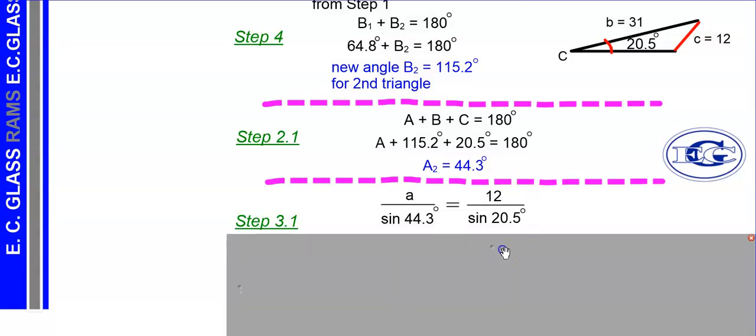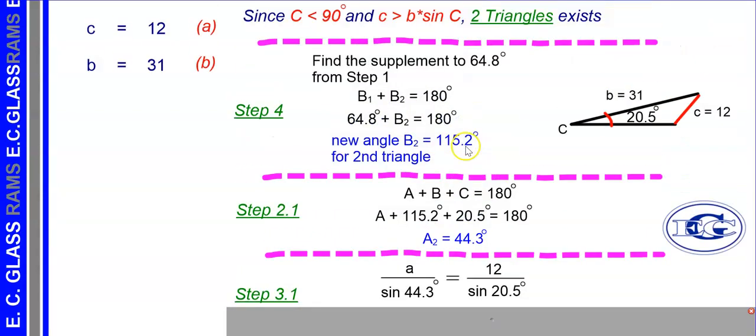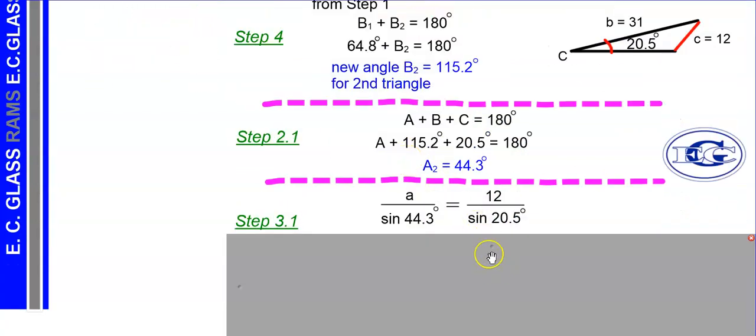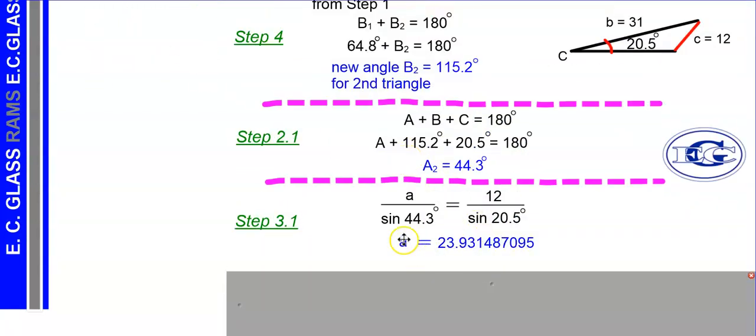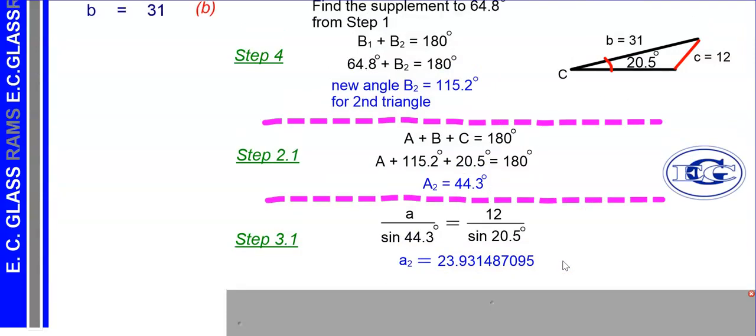You apply the law of sines again to find the missing side, which is the lowercase a. Again, we use the new angle that we just found, and use the complete pair from the original problem to find our missing side, lowercase a, for the second triangle. So therefore 23.93, or if you round it to the 10th place, 23.9.